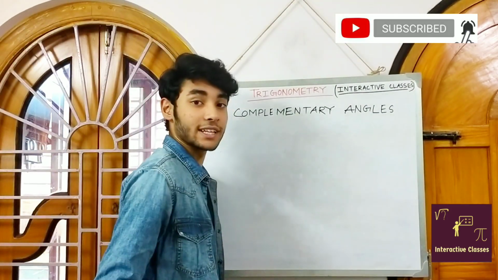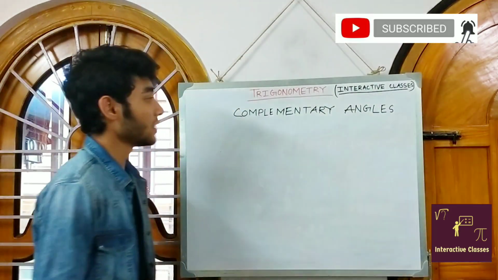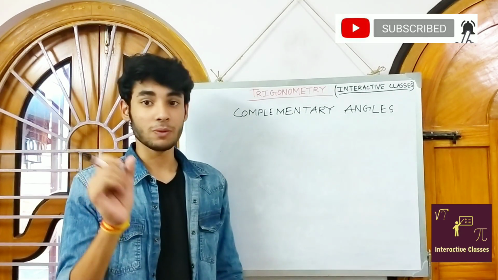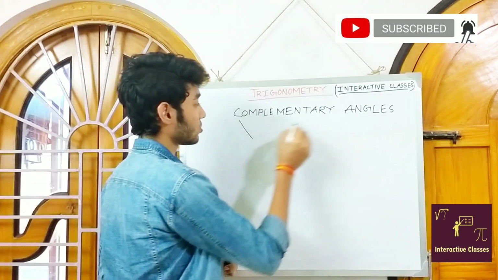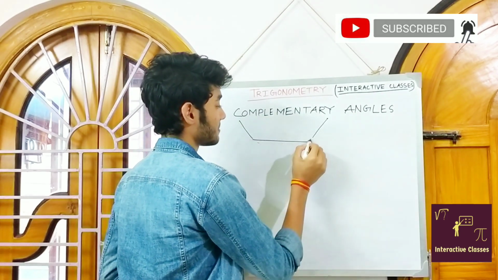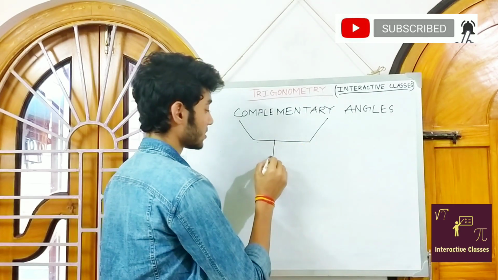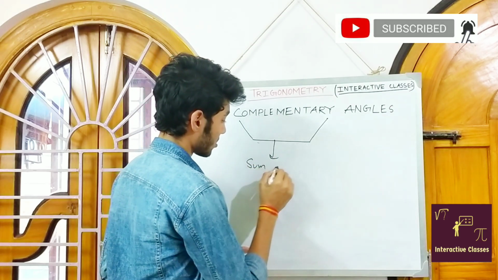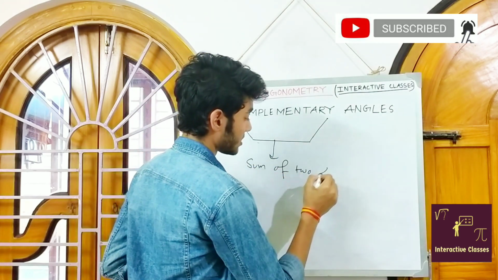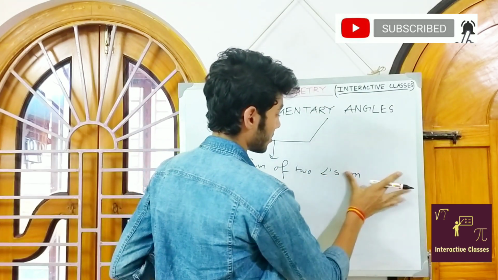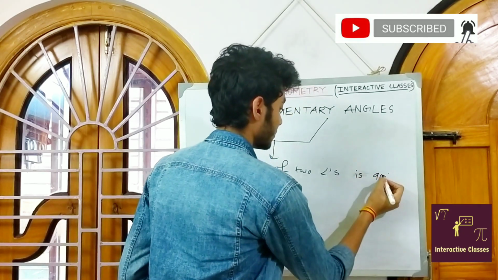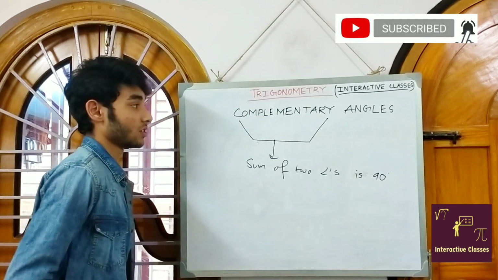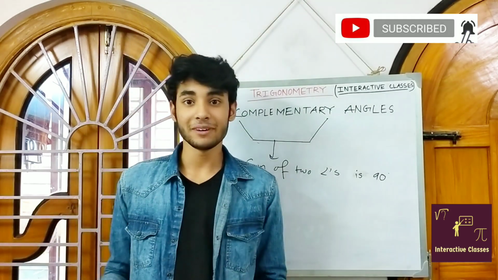Now we are going to start the complementary angle. What do you mean by the term complementary? Complementary angle means the sum of the two angles must be 90 degrees. Sum of two angles is 90 degrees. So this one we call a complementary angle.